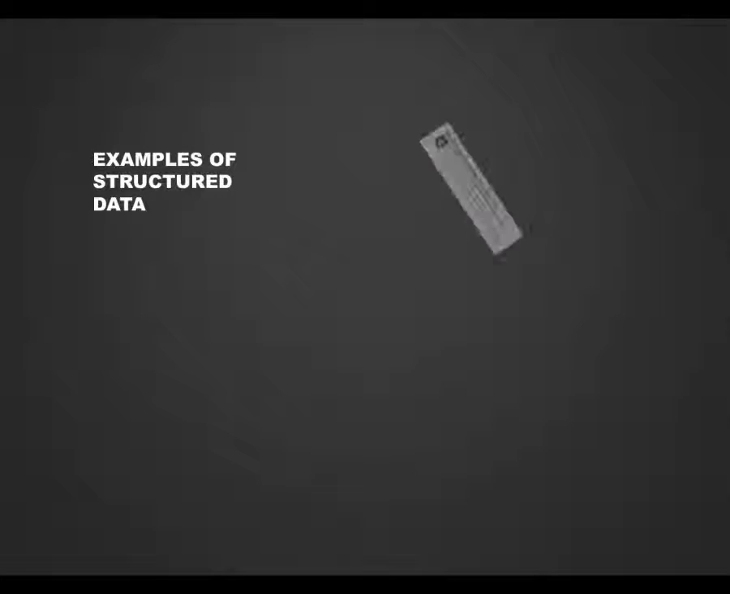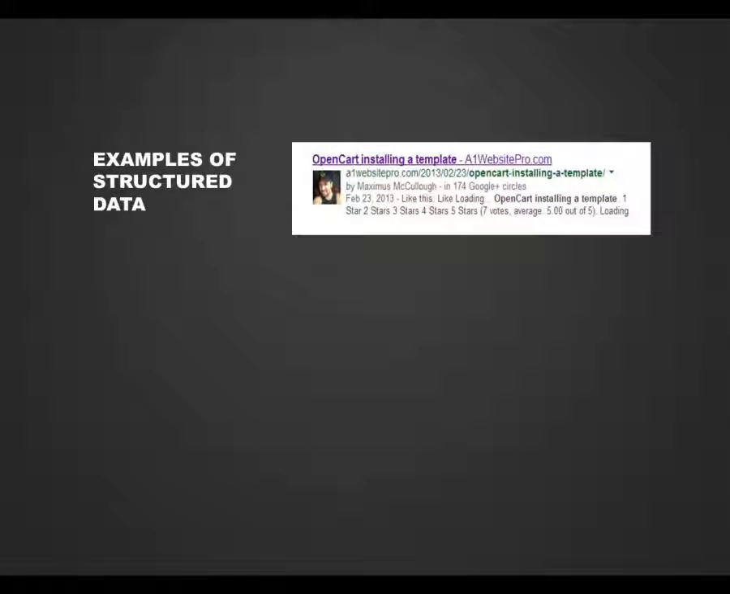Examples of structured data. So here if we type in Google open cart installing a template, we'll go to our Google search results, something like this here, and you notice you can see my date here. That's part of the microdata that Google collects to display in their search results. You notice here I have a voting thing, and there's 7 votes, 5 out of 5. So these are examples of structured data.